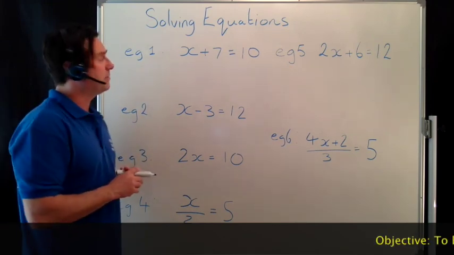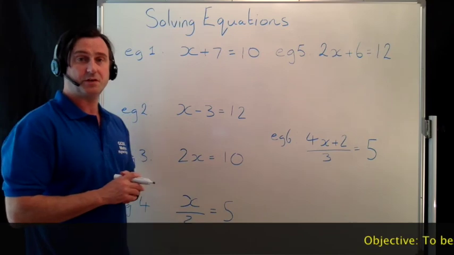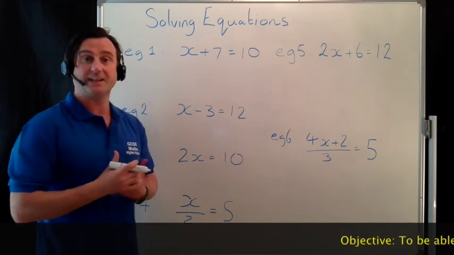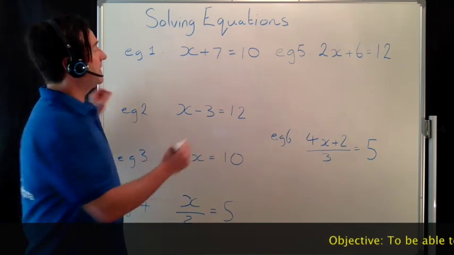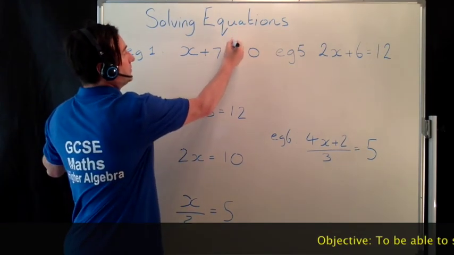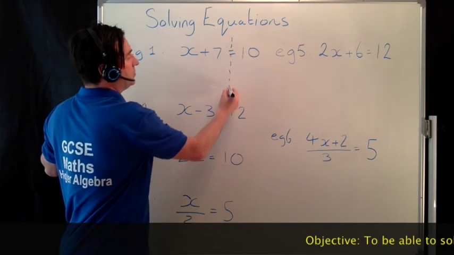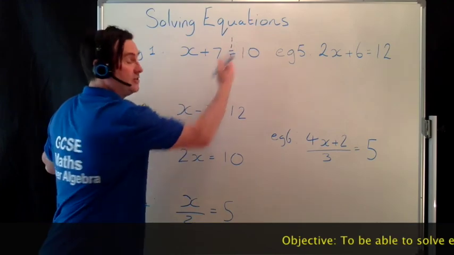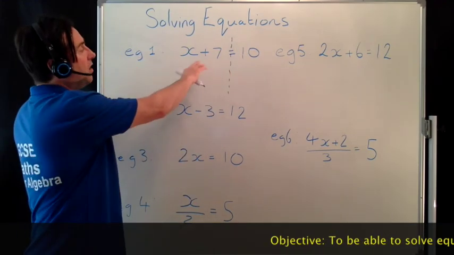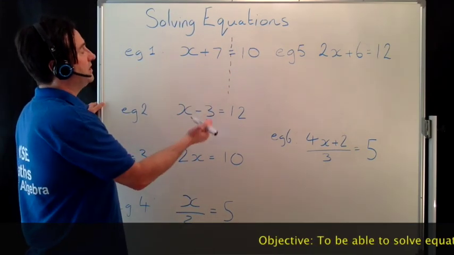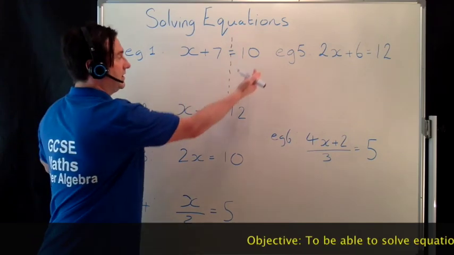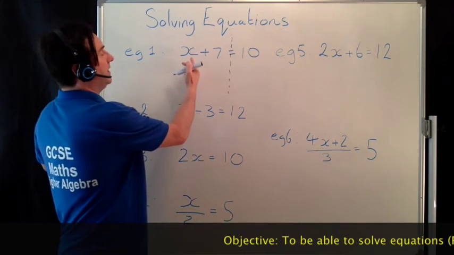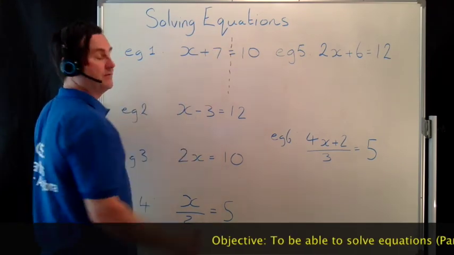I'm going to use the balancing method to solve these equations because it's a lot more versatile and can be used for the more difficult questions later on. With the balancing method, we assume that we've got the middle of the equation where the equals is. I'll refer to this as the left-hand side and the right-hand side. What I'm trying to do is end up with x on the left-hand side equals a number on the right-hand side. In order to do that, I need x on its own, so I need to get rid of this 7 here.